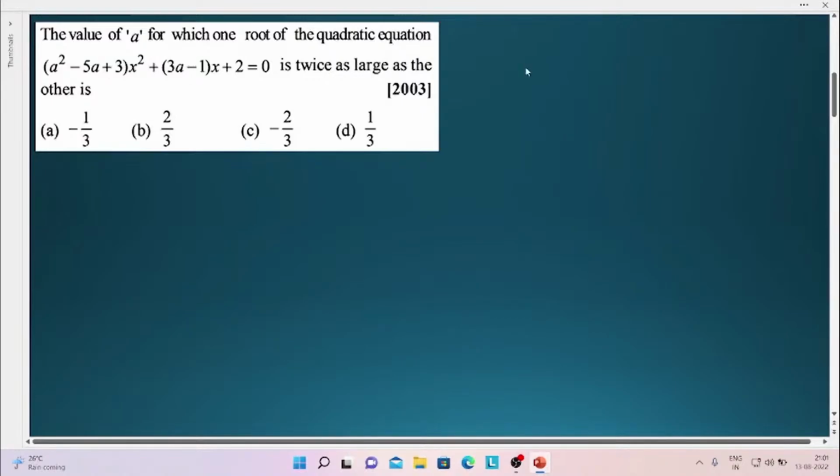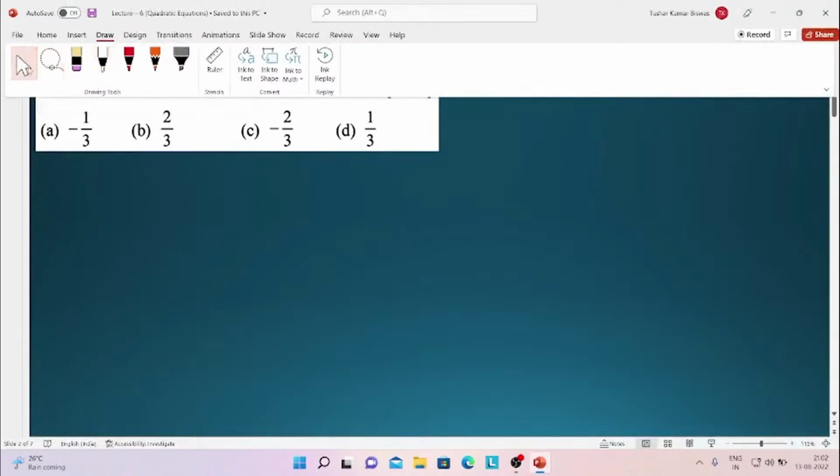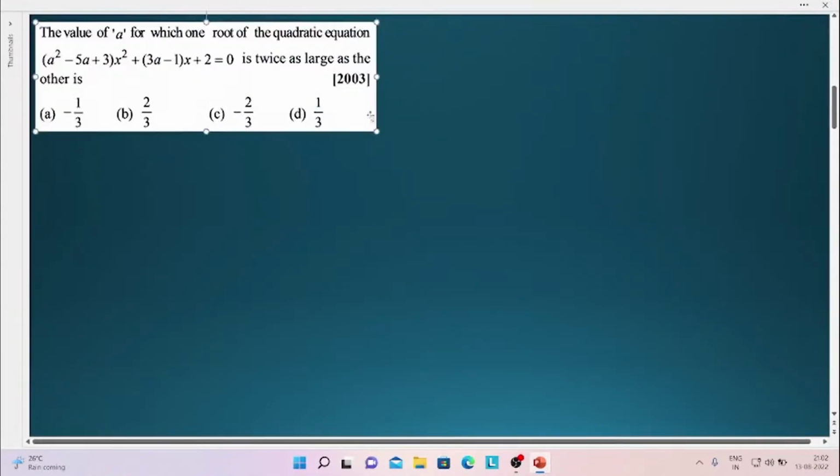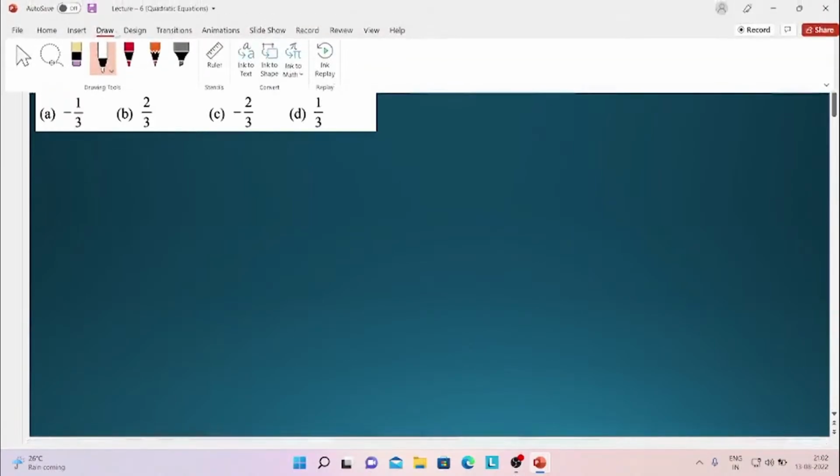First of all, let me minimize this particular question into the smallest form so that I will have more space. The quadratic equation given to you is a square minus 5a plus 3 into x square, plus 3a minus 1 times x plus 2 equals 0. Basically we have to find the value of a for which one root of the quadratic equation is twice as large as the other, right?